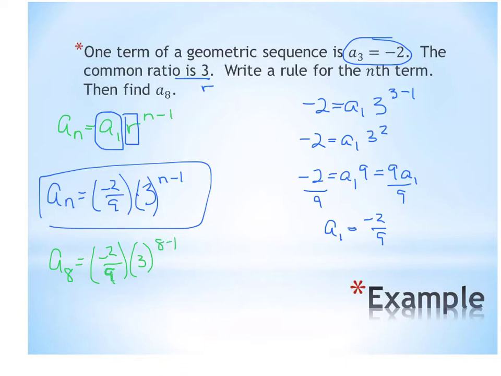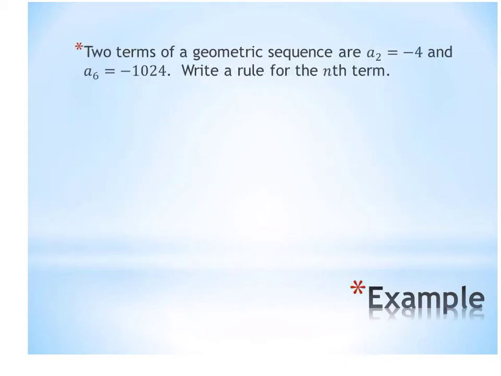My 8th term then is negative 2/9 times 3 to the 8 minus 1, which is 7. So you're going to do 3 to the 7th and take that times negative 2/9, and you should get negative 486. So next it's giving us two terms. We have the second term is negative 4, and we have the sixth term is negative 1024, and it wants us to find the rule.